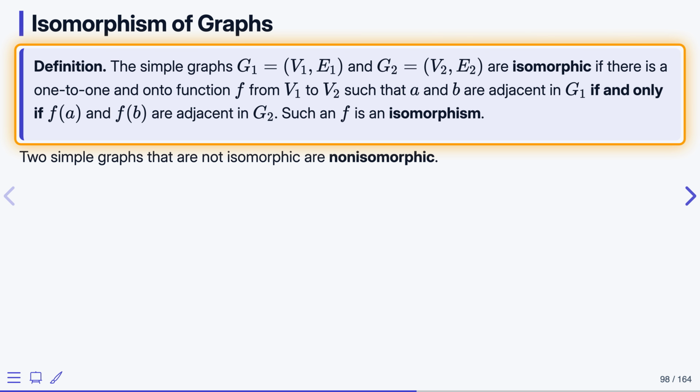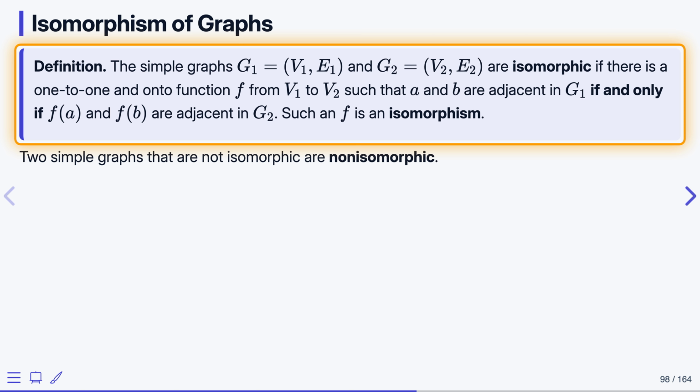Now we ask a deep question. When are 2 graphs really the same graph? They may be drawn in different ways with different labels, but underneath they can have the very same shape. We say such graphs are isomorphic. This is the idea. We look for a matching between the vertices of the first graph and the vertices of the second graph. The matching must be 1 to 1 and onto, which means each vertex has exactly 1 partner and no vertex is left out.